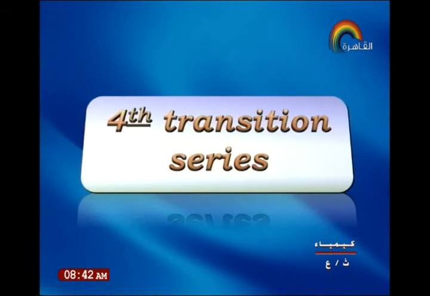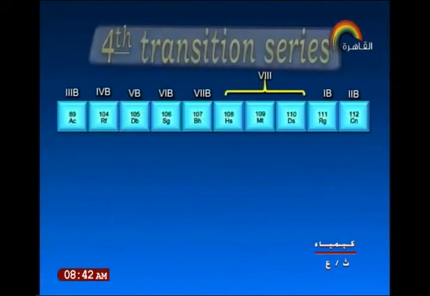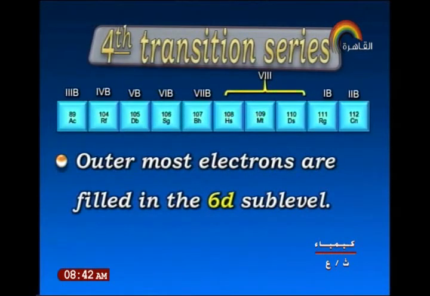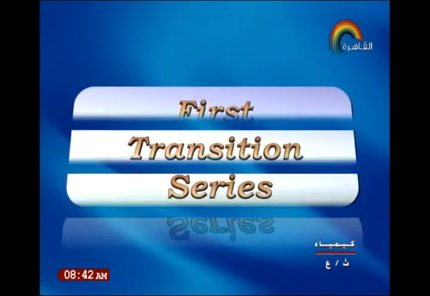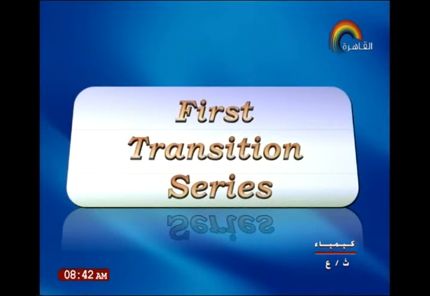Now, my dear students, we are going to discuss the 4th transition series. These elements fill the outermost electrons in the sublevel 6d, and they are located in the 7th period of the long form periodic table. Now, my dear students, we are going to discuss only the first transition series.